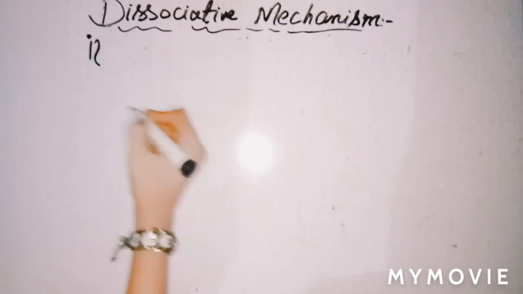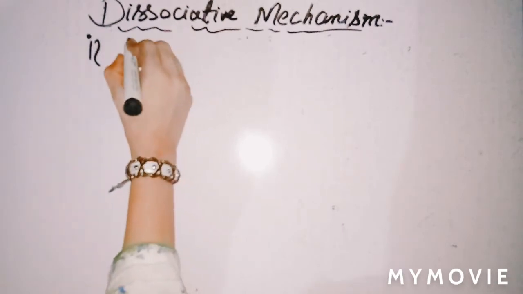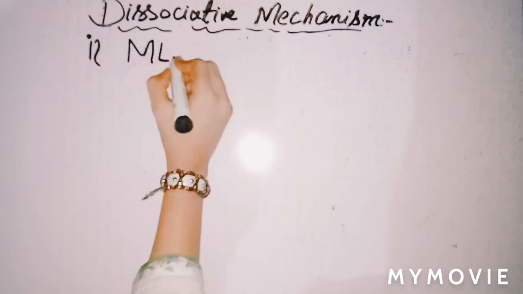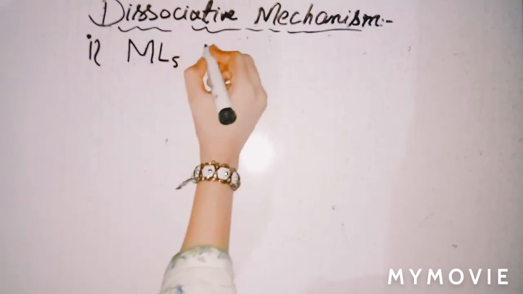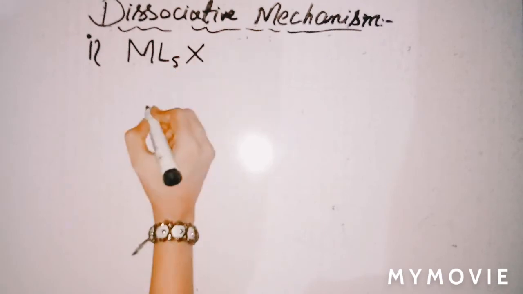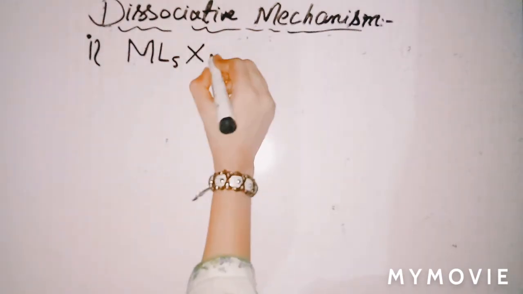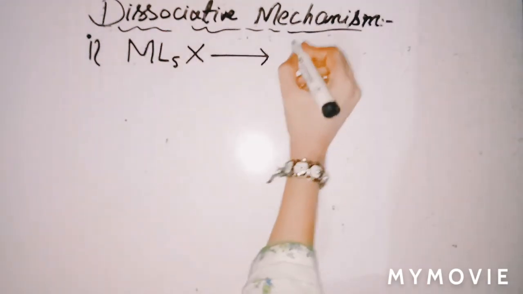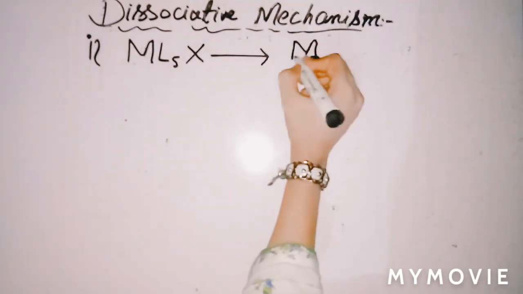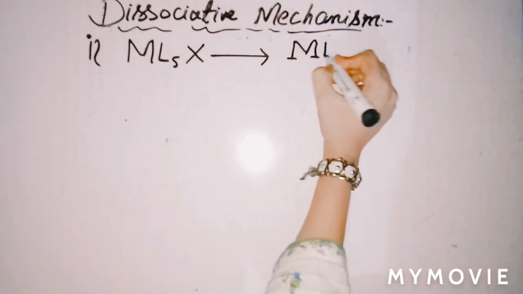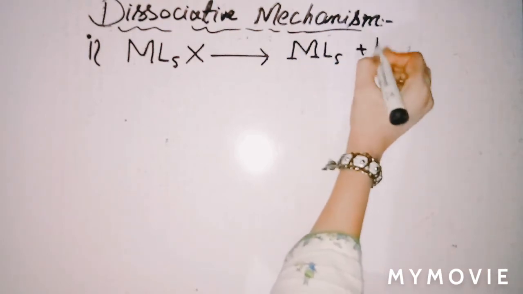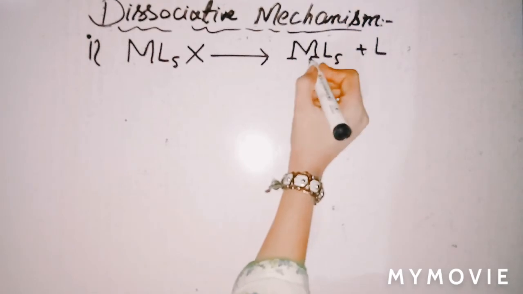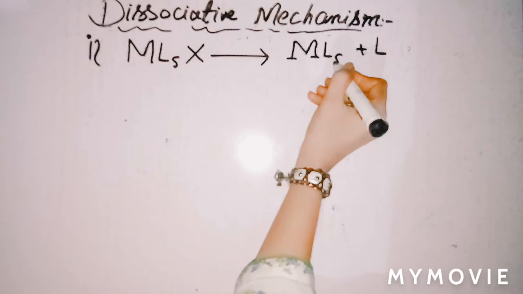First step, when the MX5L coordinate complex leaves its leaving group, then the intermediate will be formed, MX5 plus leaving group. This intermediate has two types of possible geometry, trigonal bipyramidal or square pyramidal.